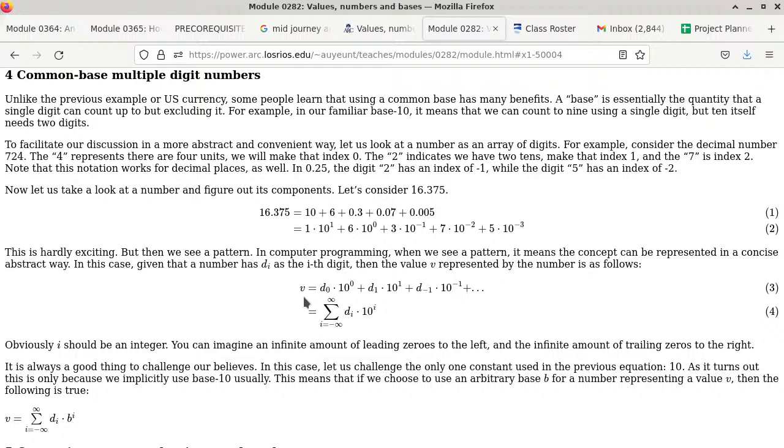If you read the sentence, okay, in computer programming, I'm starting with here. In computer programming, when we see a pattern, it means the concept can be represented in a concise, abstract way. In this case, given a number has d sub i as the ith digit, then the value b represented by the number is as follows. So is that giving you a clue of what is given, what you're provided with, and what we're trying to figure out based on what is already given to you?